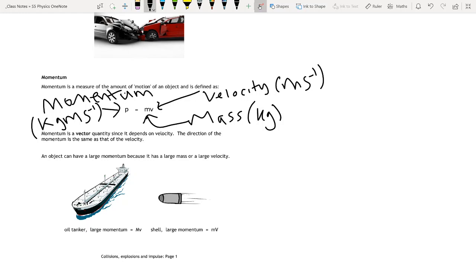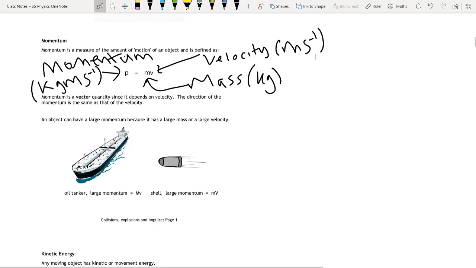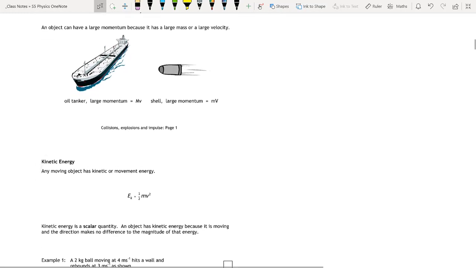Okay, and because velocity is in the equation to work out momentum, momentum is also a vector quantity. So the direction of the momentum is the same as the direction of the velocity. And an object can have a large momentum because either it's got a large mass or it's got a large velocity. So there's two examples there. One is an oil tanker, which has a large mass, so it's got a large momentum. And one's a shotgun bullet, and it's got a large momentum because it's got a large velocity.